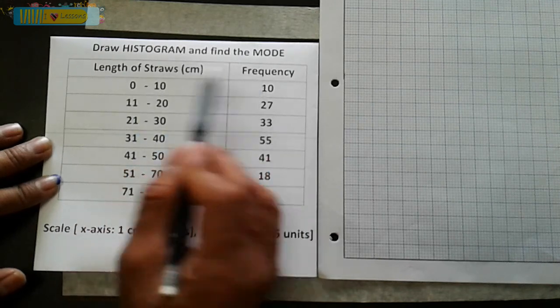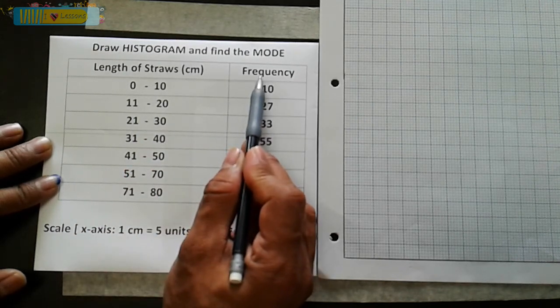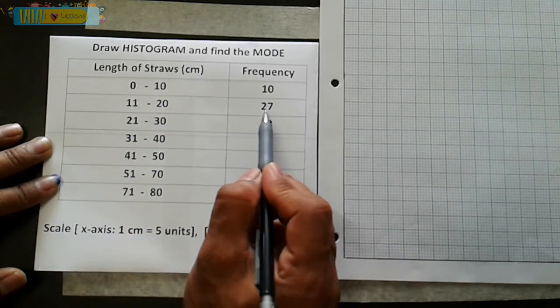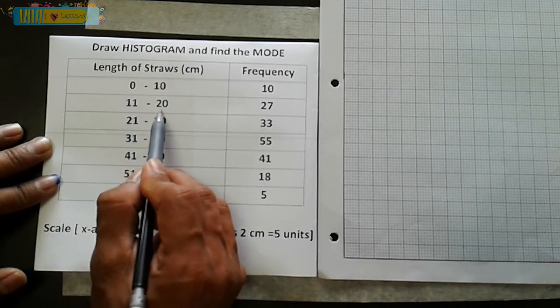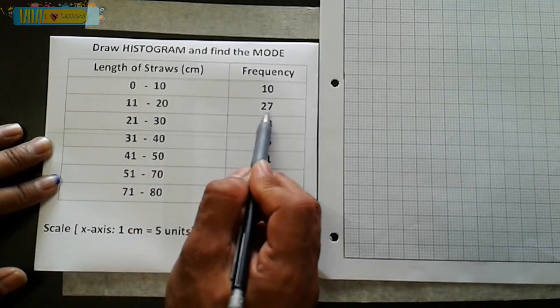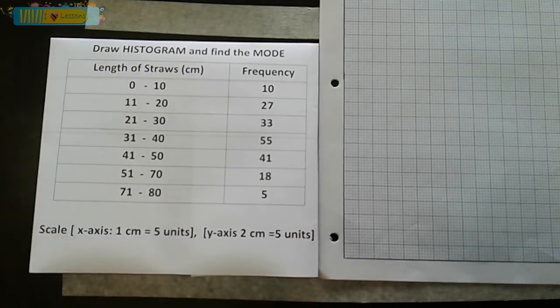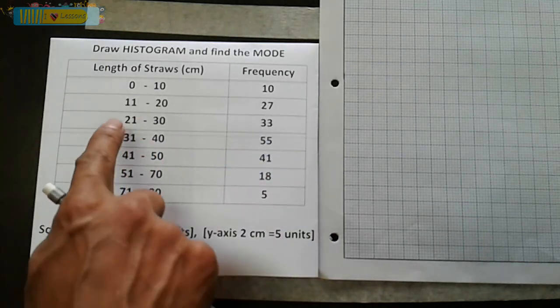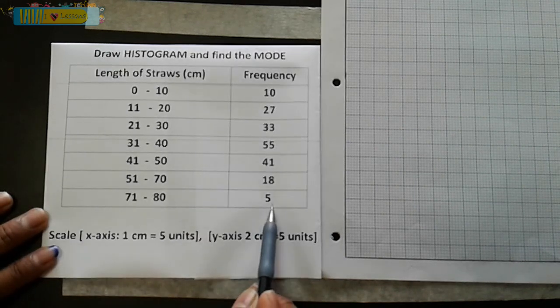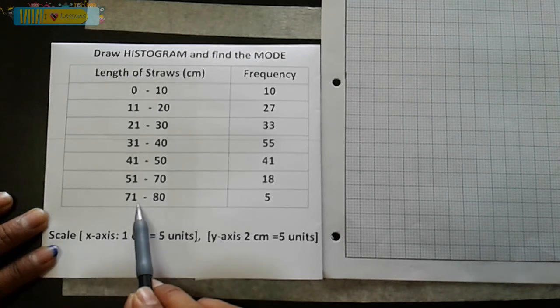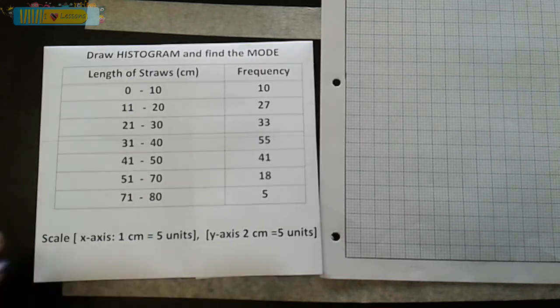The length of straws. Frequency is the amount of times something happens. To give you an idea, how many straws were between 11 to 20 centimeters? That answer would be 27 straws. So for some reason, when we were in the straw factory, 27 of the straws, when we measured them, had a length between 11 to 20 centimeters. So 11 to 20 means 12, 13, 14, 15, all the way up to 20. And 5 straws had a length of between 71 and 80 centimeters.